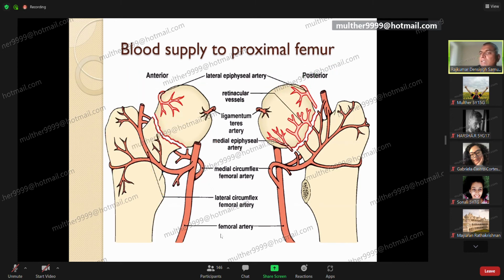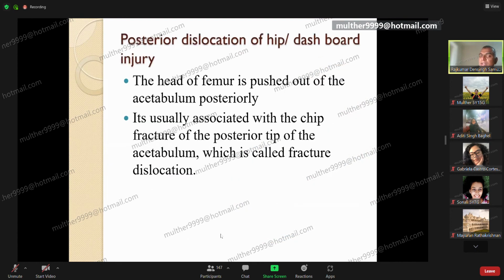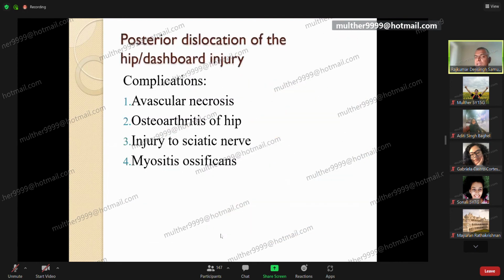What is the condition? Avascular necrosis of the femoral head. This is a condition that develops very late, so we should try to think about this condition. Yes, that is the one we should think of.